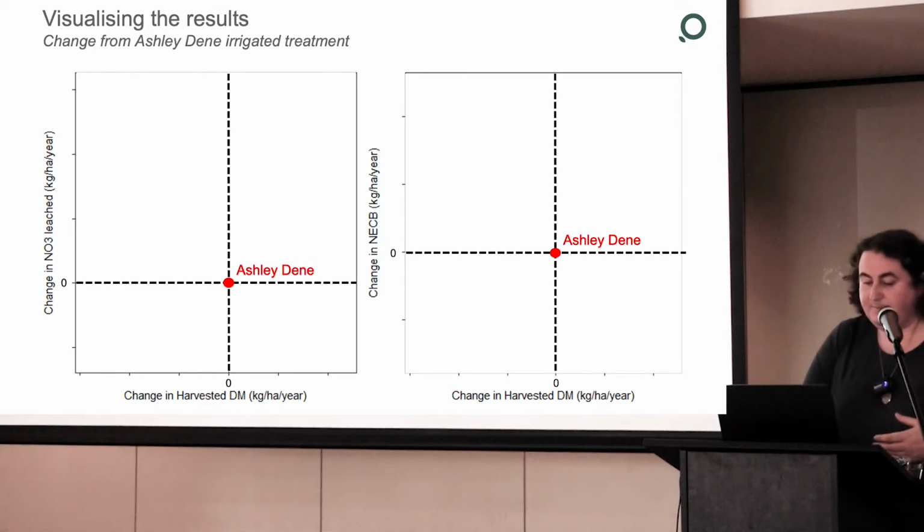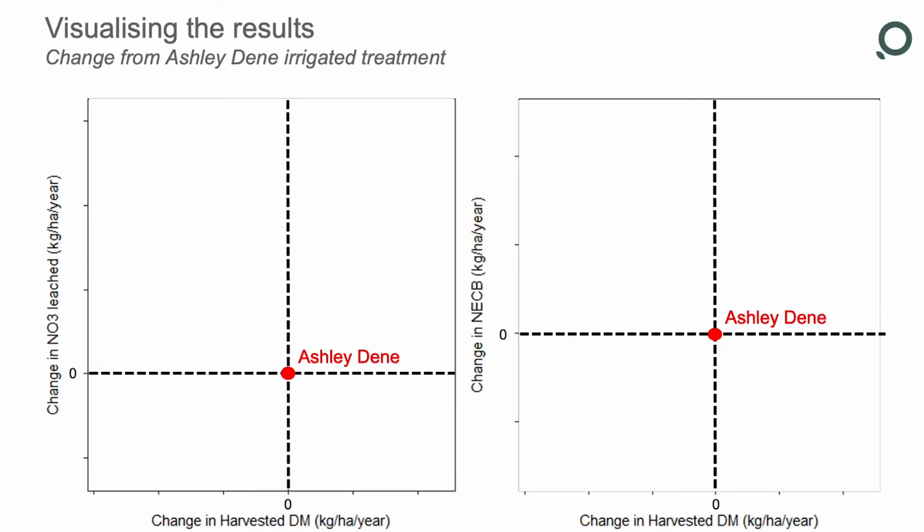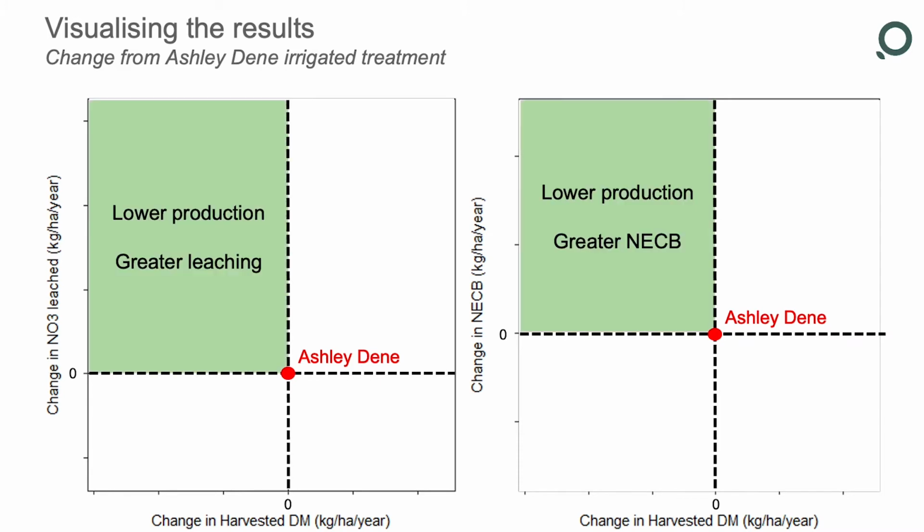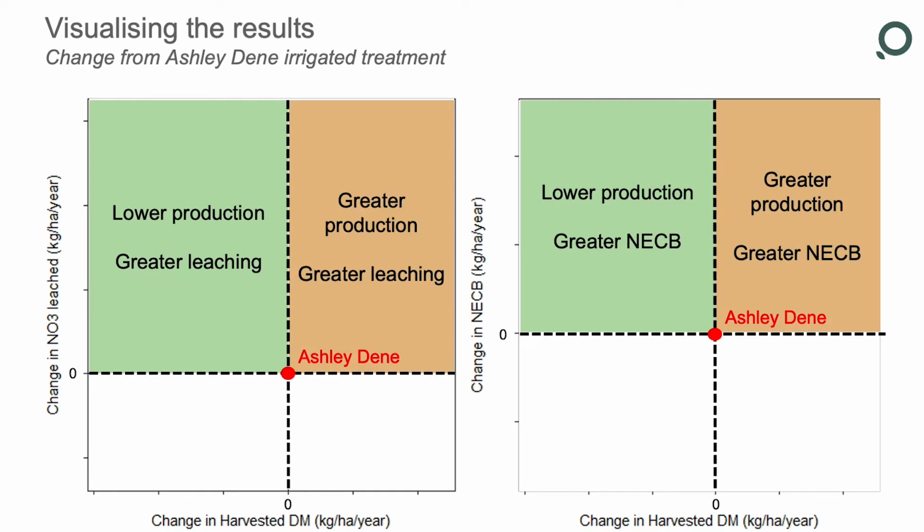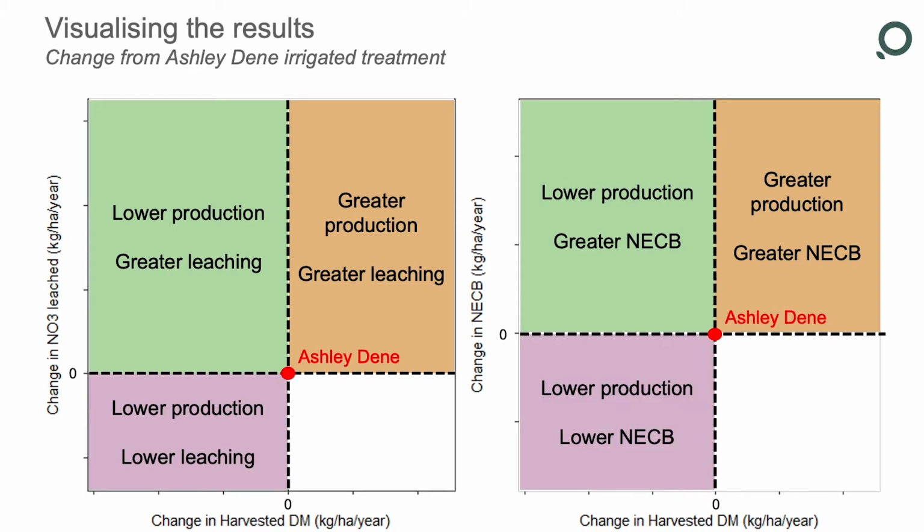So, generally speaking, if the system has lower production than that base simulation, but greater leaching, it would be in the top left-hand quadrant. Same for greater net ecosystem carbon balance. If the outcome was greater leaching, but also greater production, it would be in the top right-hand quadrant. Same for greater net ecosystem carbon balance. You get where this is going, but after presenting this a couple of times, I knew it's really important to step through this.